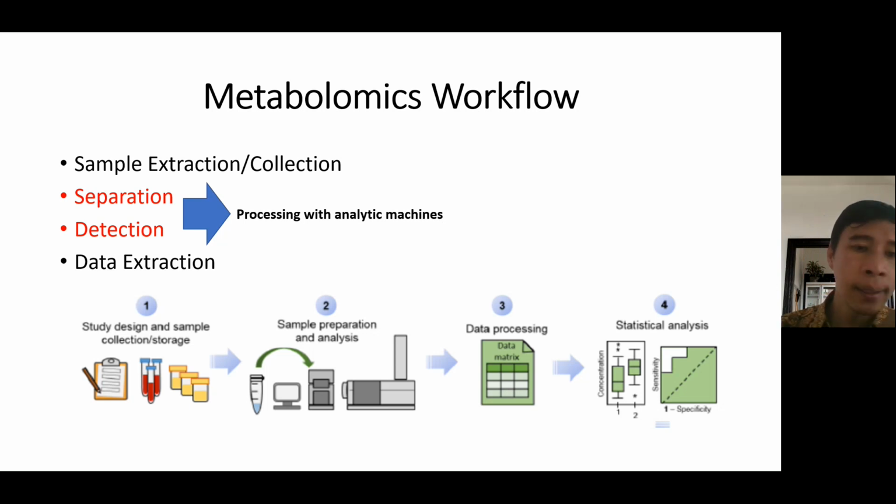So separation and detection absolutely require a processing device. Therefore, you need analytical machines. Next, we will talk about chromatography combined with mass spectrometry. After you analyze your sample using these analytical machines by means of separation and detection protocols, you will obtain your data from such machines.